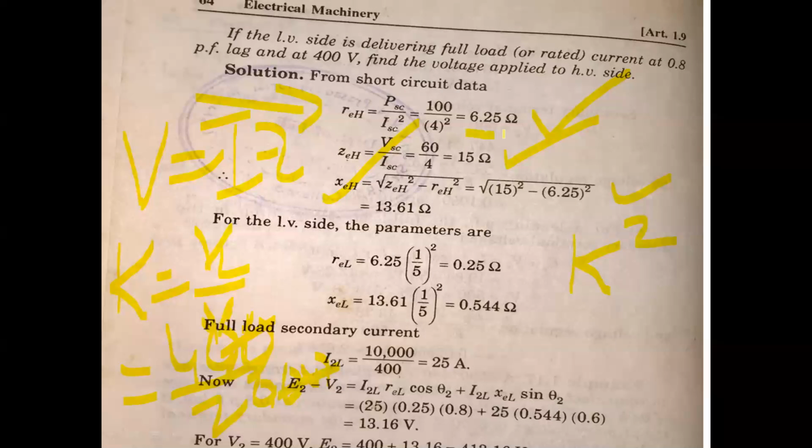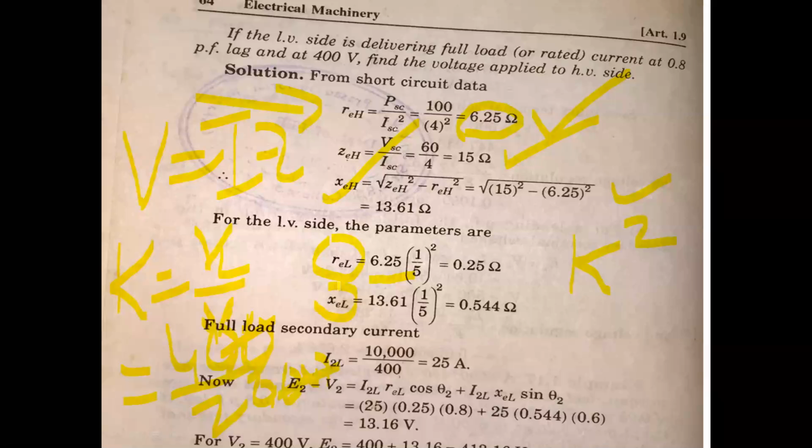So the resistance value 6.25 is multiplied with (1 by 5) squared, and we get the equivalent resistance referred to the LV side. Similarly, the reactance value is multiplied with K squared. Okay. Next, the full load current, the secondary current value.